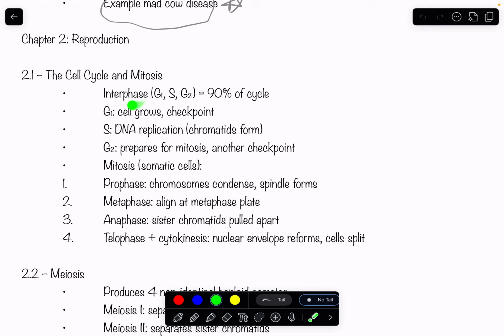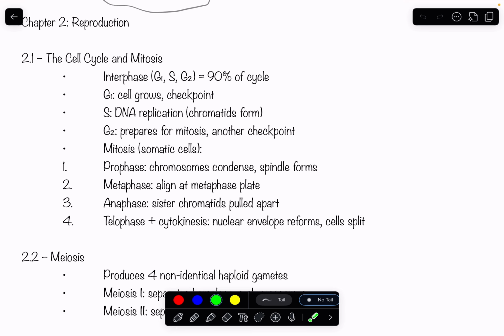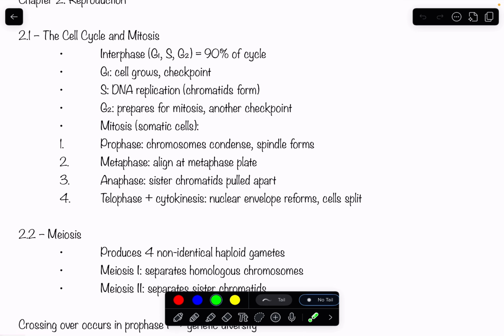We need to know interphase is 90% of the cell cycle, and interphase is made up of the G1, G2, and S phase. Okay, now what happens in each of these phases? So G1 is where your cells grow, and this is a checkpoint, right? You want to make sure your cells have grown enough. If you pass the G1 checkpoint, then you move into the S phase. This is where your chromatids form and we have more DNA replication. After the S phase, then we have G2 phase. This is another checkpoint to make sure the cell is ready for mitosis.